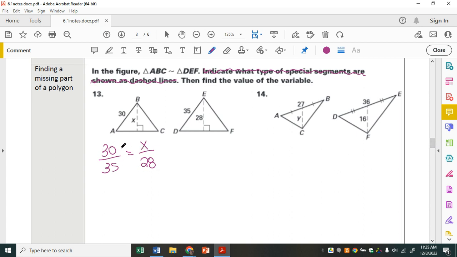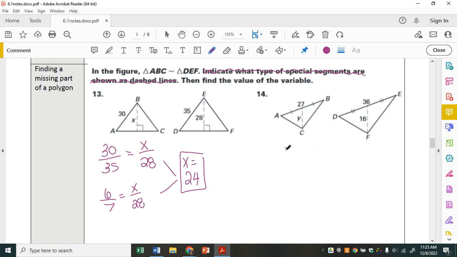Now I can cross multiply and divide to get x from here, right? I can multiply 30 times 28 and I can divide it by 35 to get x. Or if you didn't want to use the large numbers here, you could reduce this down to your scale factor, right? 30 and 35 are both divisible by 5. 30 divided by 5 is 6. 35 divided by 5 is 7. And you can cross multiply 6 times 28 and then divide by 7. No matter what you do there, you're still going to end up getting x as 24. Okay, whether you multiply 28 times 30 divided by 35 or whether you multiply 28 times 6 divided by 7, you'll still get x as 24.